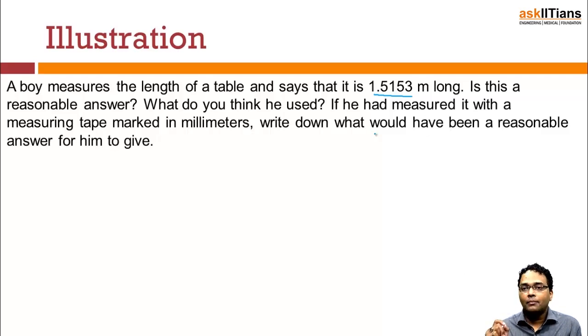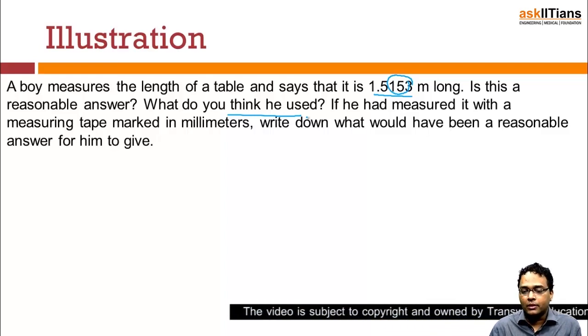So small values can be measured up to very high accuracy, but using a meter scale you can at most go up to 0.1 centimeter, in units of 0.1 centimeter. So that means this particular part of 153 is not logical. You cannot measure it using the apparatus that we have discussed. So what do you think he used? He may have used very precise electronic instruments, that is definitely possible, but definitely it cannot be a meter scale.